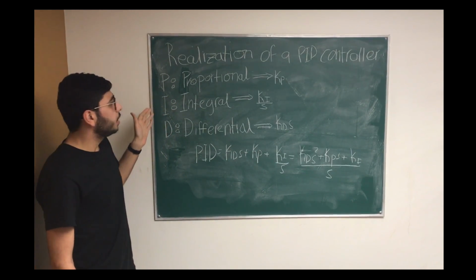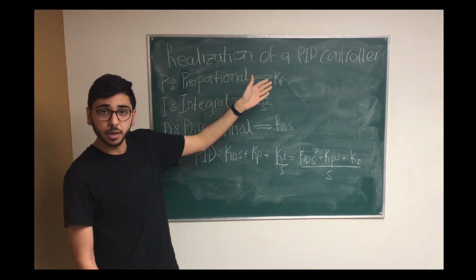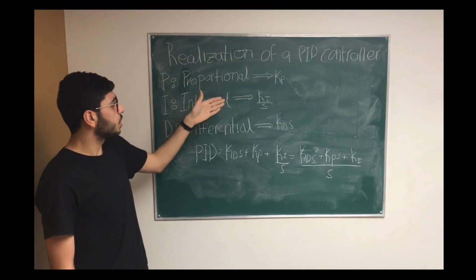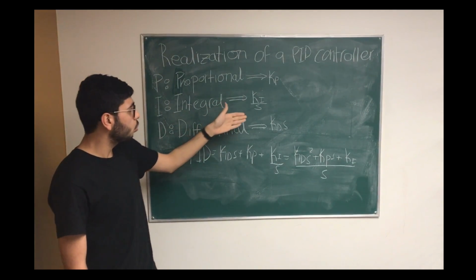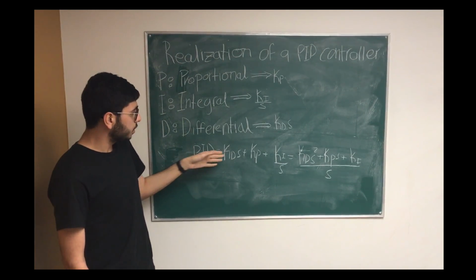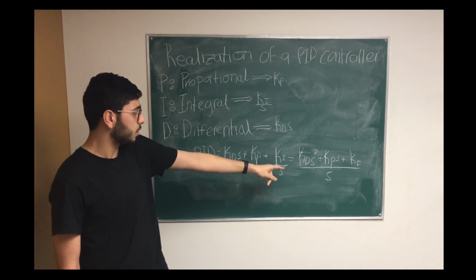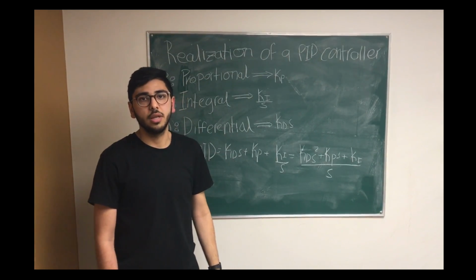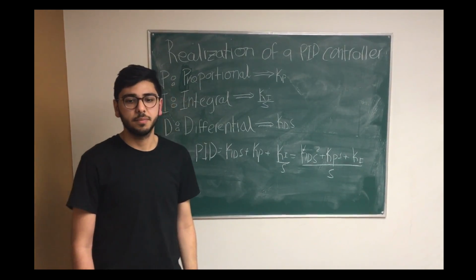So as you know, the PID is made of three different controllers. The proportional, which is Kp, and then you have the integral, which is Ki over S, which has a zero value, and then you have the differential with the pole, which is Kds. And when you add all of them up, you get this following equation, Kds plus Kp plus Ki over S, which gives us the following format for the equation. And now we're going to show you how to realize this.